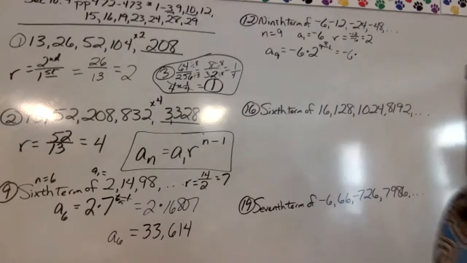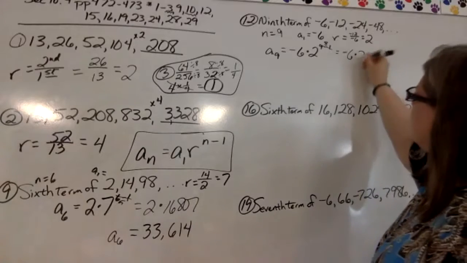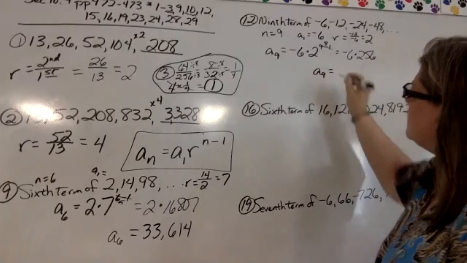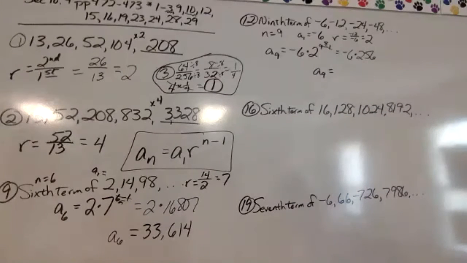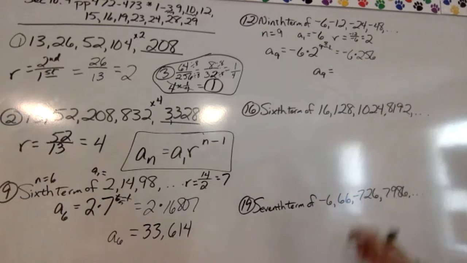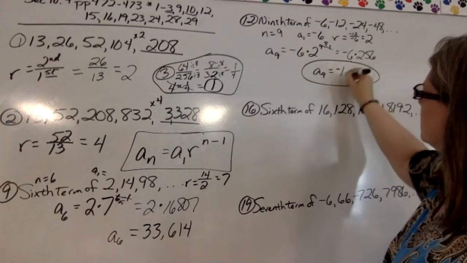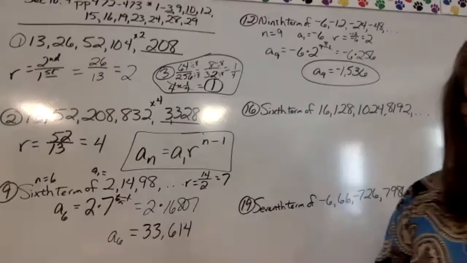2 to the 8th power means you're multiplying 2 by itself 8 times. 256. And then now I multiply that by -6 because that was my first term. And so we get what for our answer? Negative 1,536. All right, do y'all agree with him?